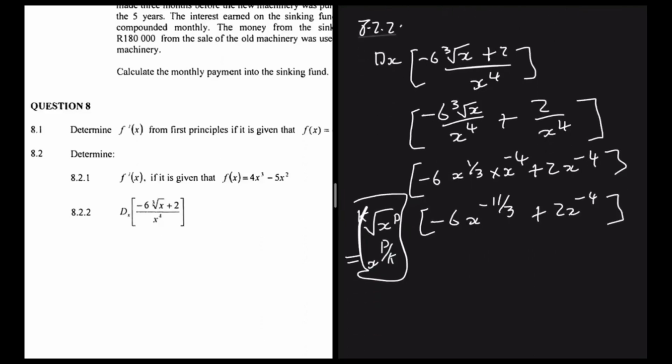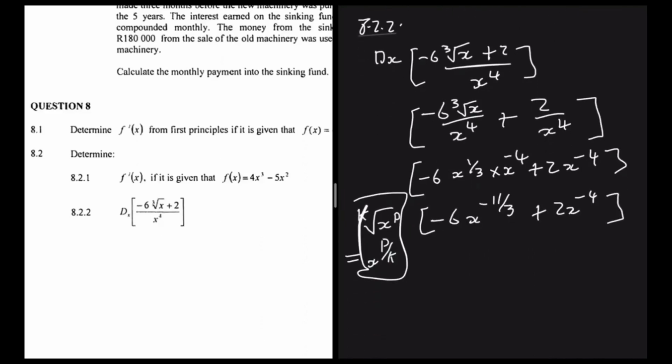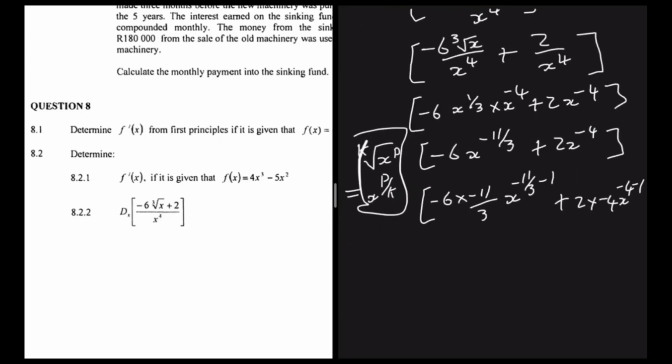Now we can differentiate using that idea of ours. So we're going to get minus 6 multiplied by minus 11 divided by 3, and multiplied by x to the power minus 11 divided by 3 minus 1. Then we're going to have plus 2 multiplied by minus 4 x to the power minus 4 minus 1. So what is minus 6 multiplied by minus 11 divided by 3? That is giving me 22.